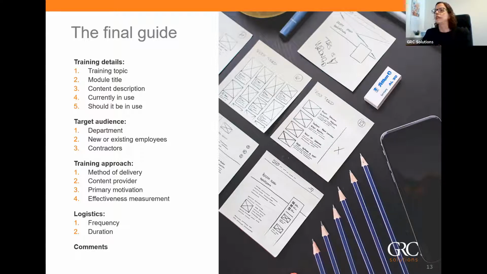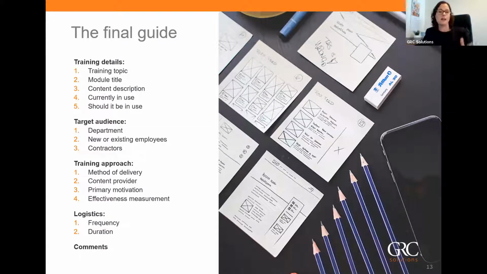So your training details, at a minimum, should include your course title, code, module title, description of the content. Is it currently in use across the organization? Yes or no? Should it be in use? What do you think? What's your advice?